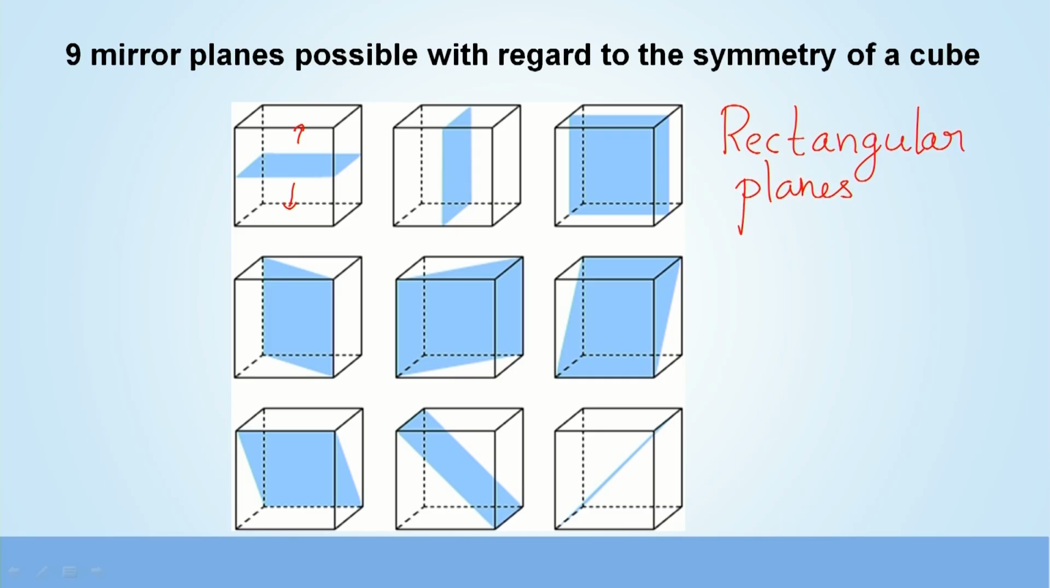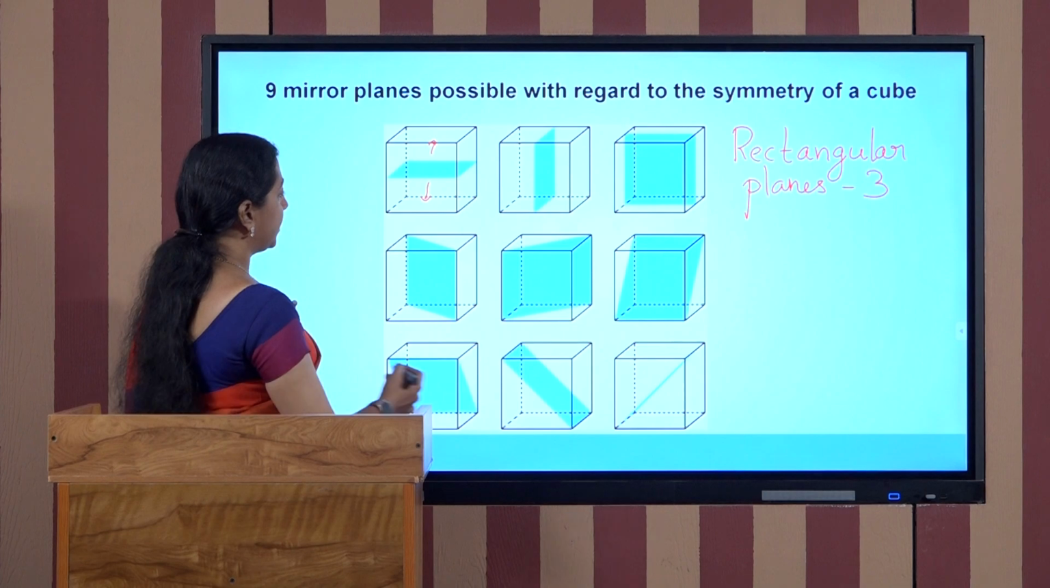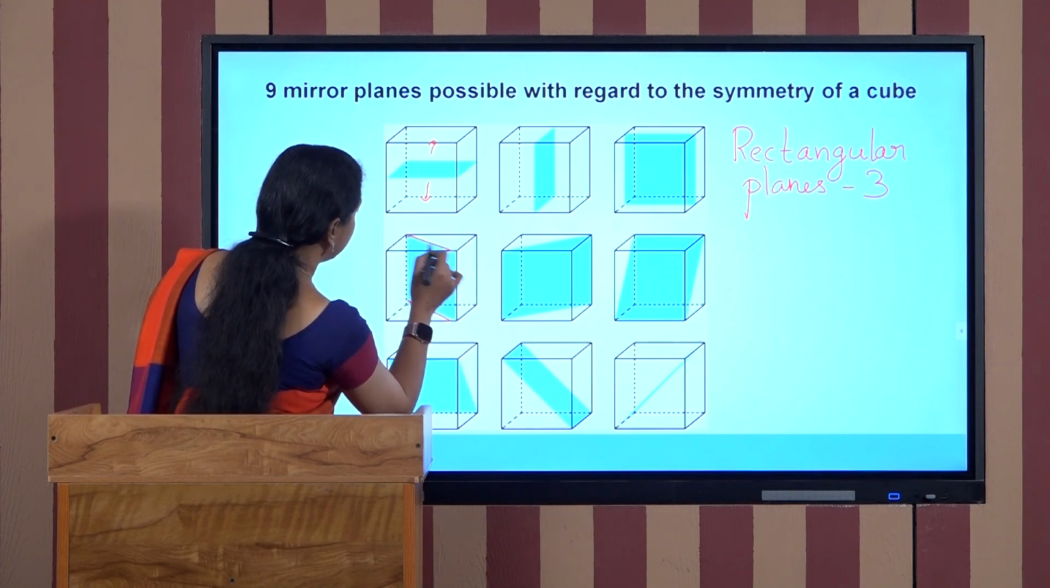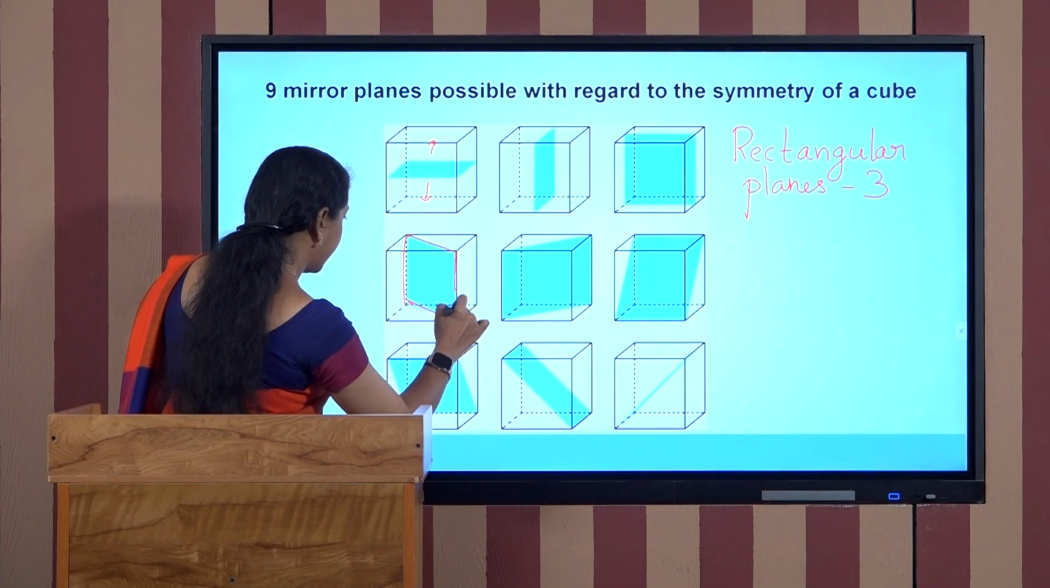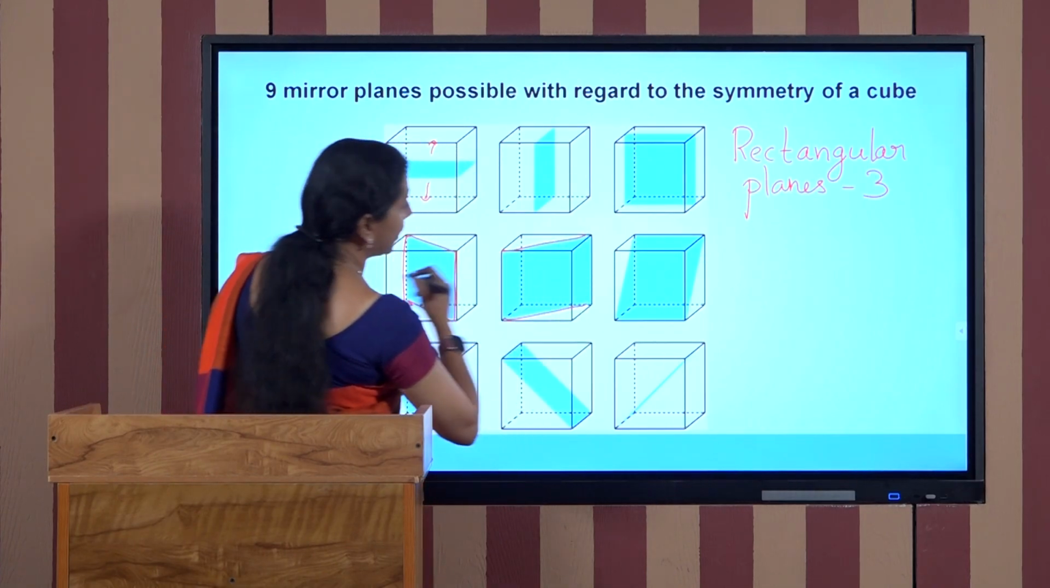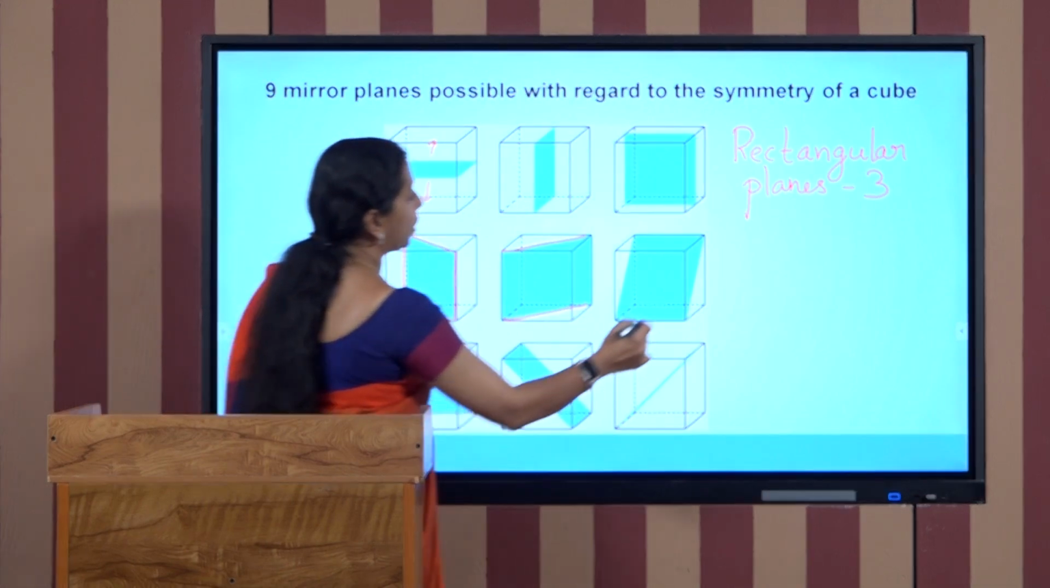Rectangular planes of symmetry. So, total 3 rectangular planes of symmetry. And the rest, you can see that these are the diagonal planes passing through the crystal in a diagonal manner. So, all these are diagonal planes of symmetry. So, there are a total of 6.